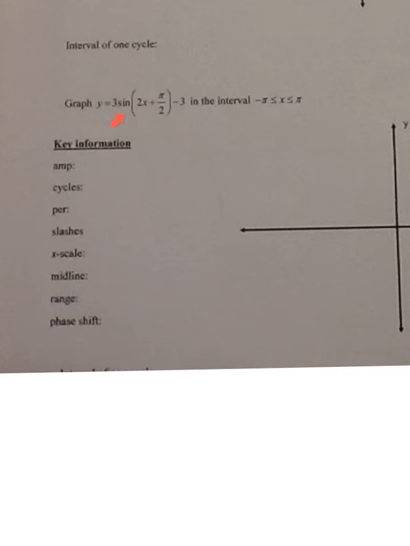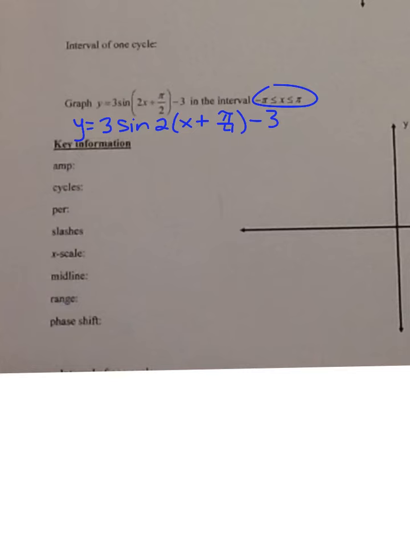Okay, so for the last one, notice that the equation is y equals 3 sine, and in the parentheses I have 2x plus pi over 2. So you actually have to factor out this 2 so that you can tell what the phase shift is. So we have y equals 3 sine, and you're going to GCF out the 2. We have x plus pi over 4, minus 3. And we're graphing from negative pi to pi here.